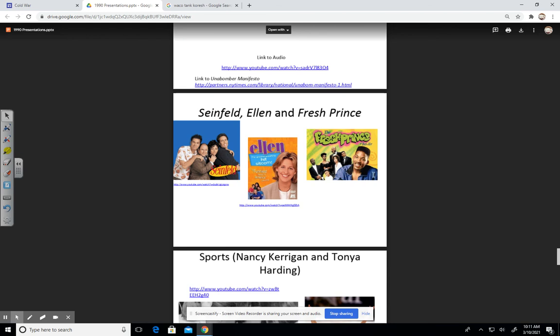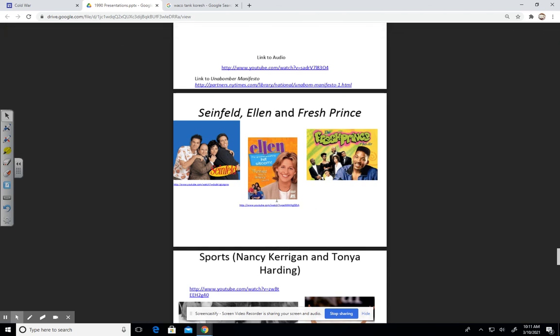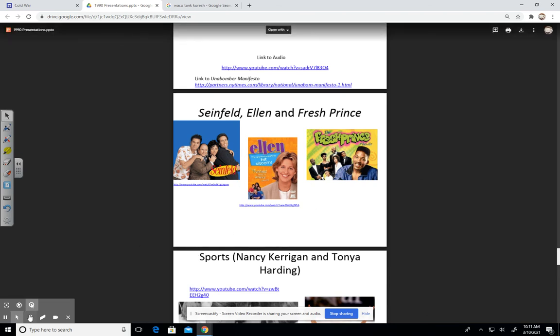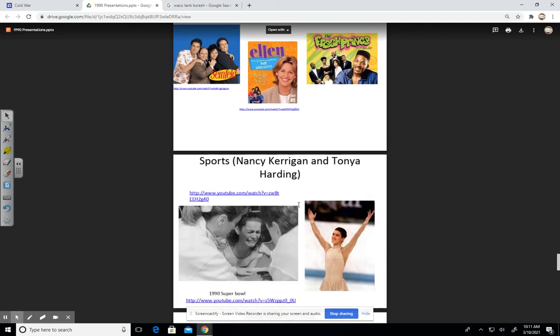TV shows: Seinfeld, Ellen, Fresh Prince. The Ellen Show, where Ellen DeGeneres, playing a heterosexual character, would later come out in her personal life, and then in the show do the same with her fictitious character, which was based on her life. And so that's a significant show for gay rights.